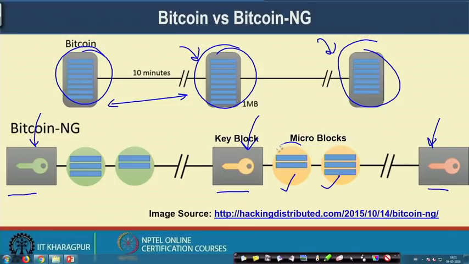That means that miner has won the round for solving the proof of work challenge, and it will work like a leader for some duration or for some amount of time. Now, that particular leader will be able to generate multiple such blocks which we call the micro blocks. These micro blocks will contain the set of transactions inside.